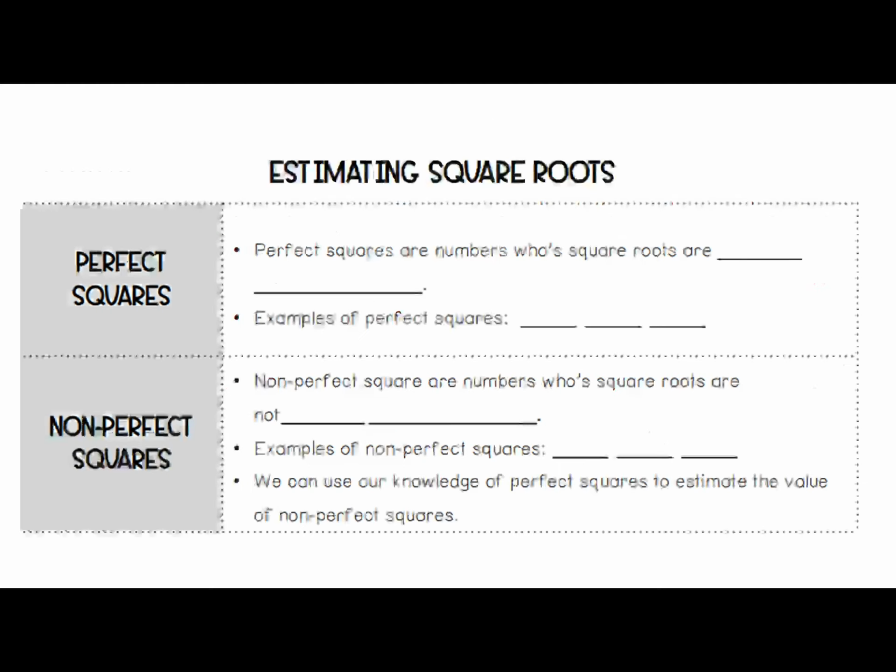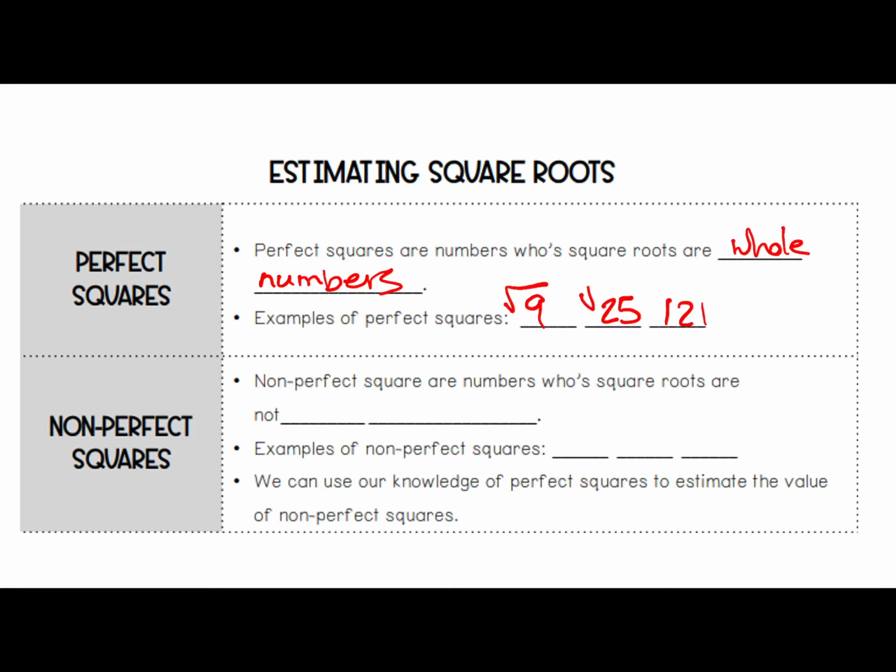Now we're going to go to estimating square roots. This is what we really want to understand, how to estimate a square root. Perfect squares are numbers whose square roots are whole numbers. Examples of this would be 9, 25, and 121. The square roots of each of those are 3, 5, and 11.